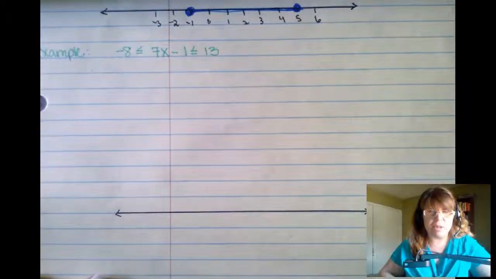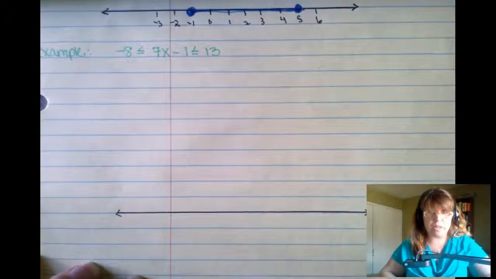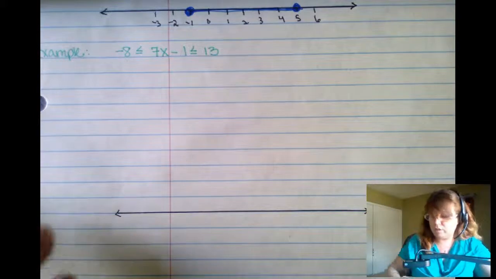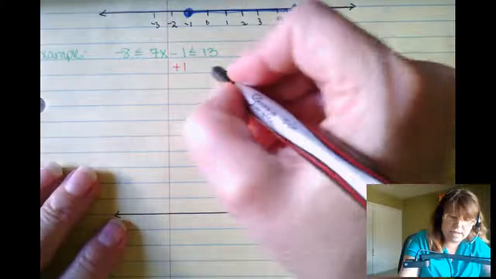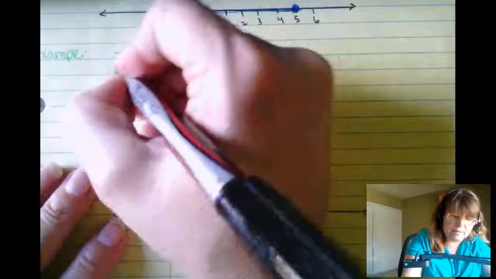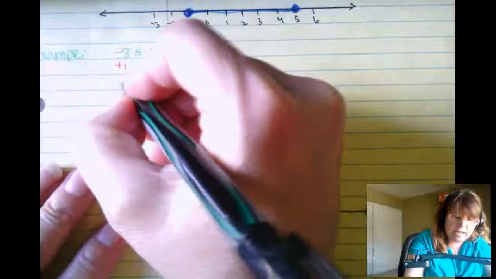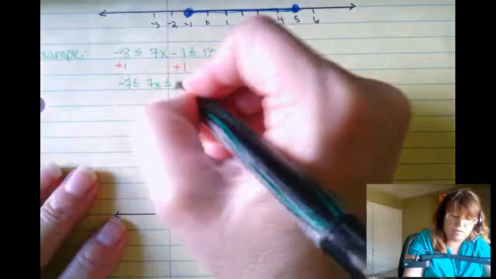-8 is less than or equal to 7x minus 1 is less than or equal to 13. Now I'm not going to break it apart this time. I'm going to go ahead and work with it as a compound inequality. First thing I want to do, add 1 to all sides, leaving me with -7 is less than or equal to 7x is less than or equal to 14.